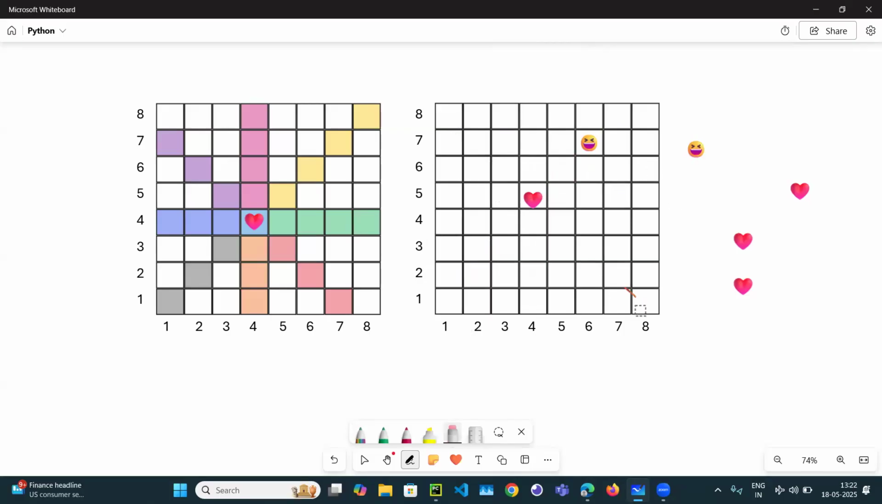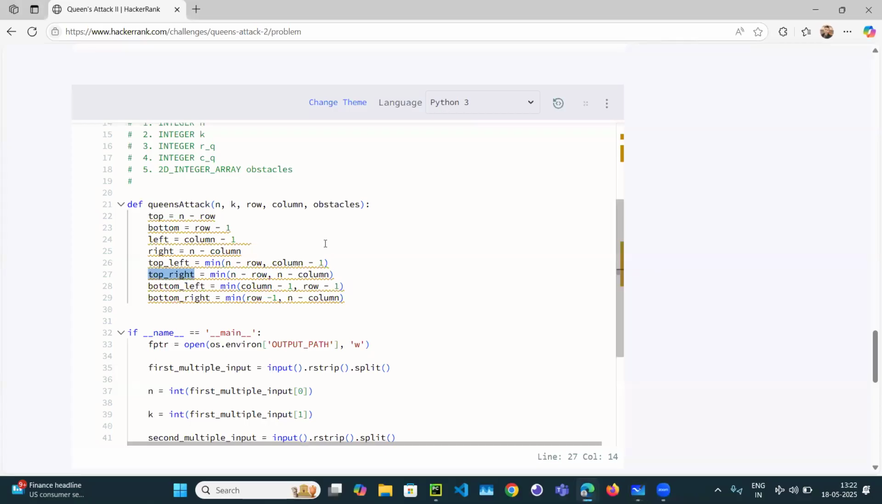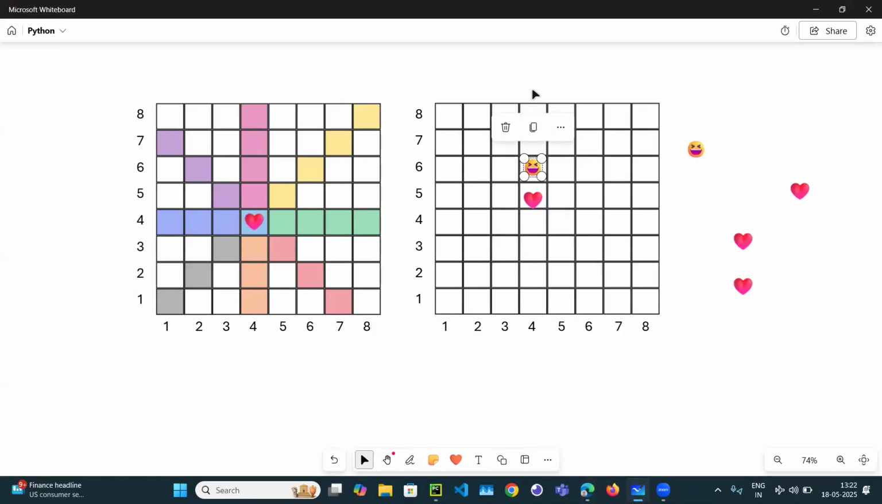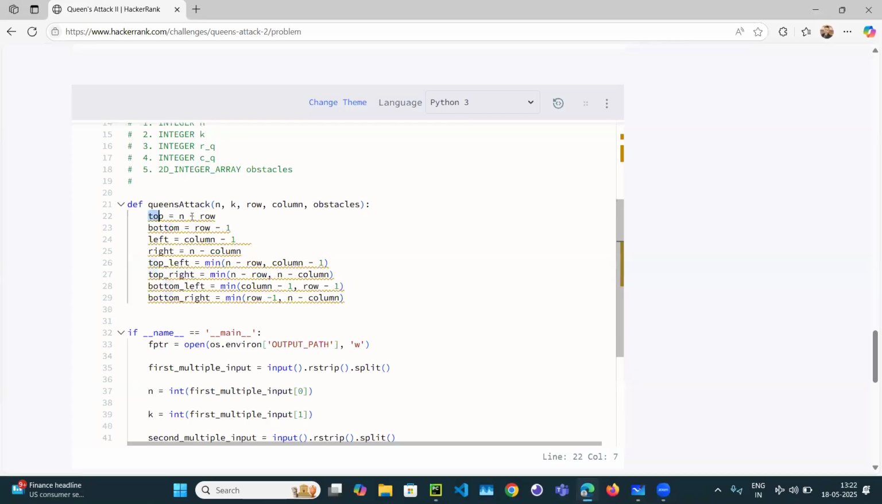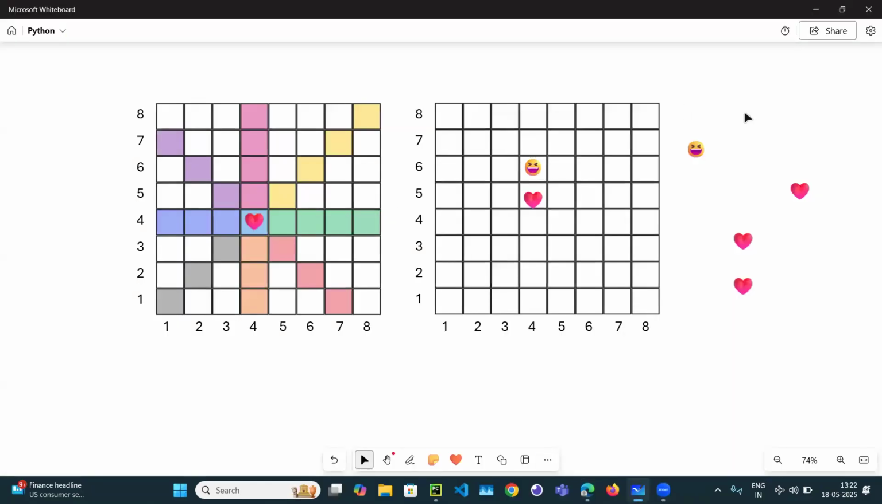So similarly, let's suppose the obstacle is here. The remaining directions like left, right, bottom, you don't need to update those variables. You just need to update the top variable, because earlier we calculated the top variable without an obstacle. Now you have the obstacle, so you need to figure out how many squares queen can attack. Like in this case 0. If the obstacle is here, in this case it's 1. All right, if the obstacle is here, in this case it's 2.